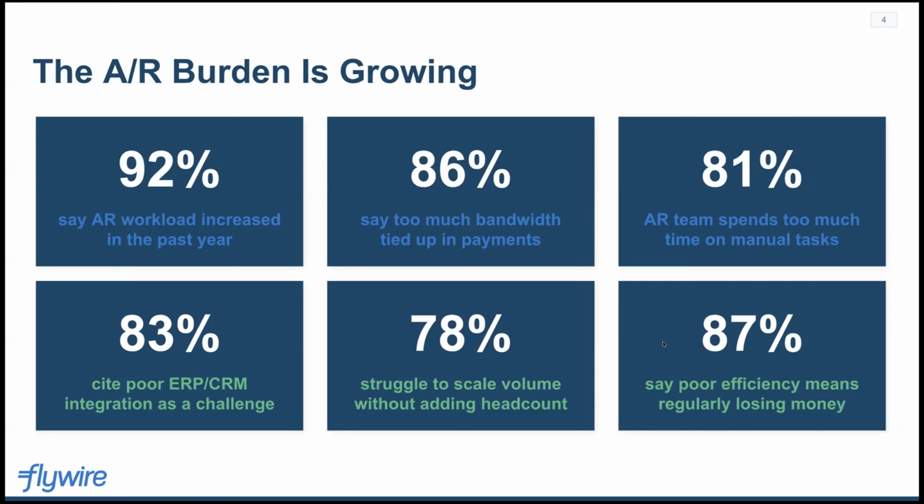And that's where we see all of these things overlapping with each other. That leads us to the final stat of 87% saying that operational inefficiencies in payments regularly cost their organizations money. So at that point, improving the accounts receivable process isn't simply an efficiency initiative, it becomes a business performance initiative.